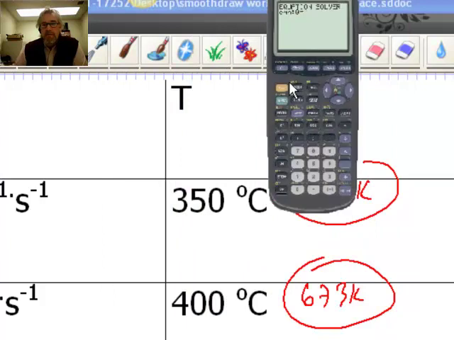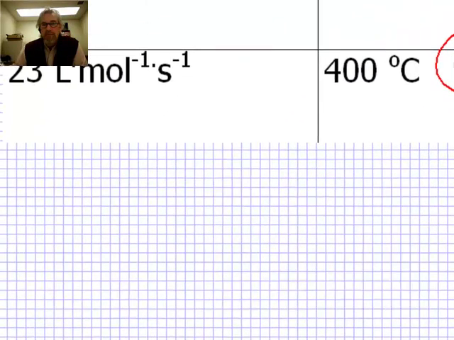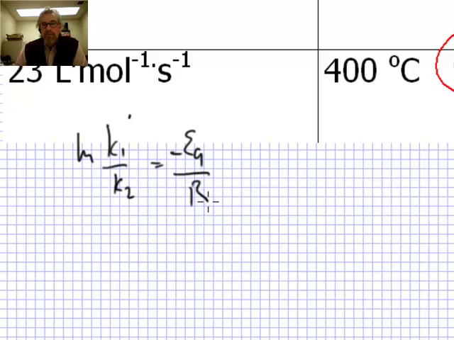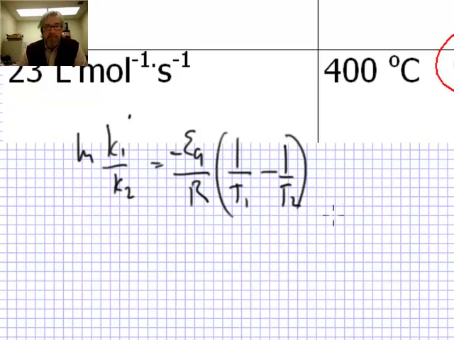Let me get the calculator out of the way for a sec. And now let's start out by writing down the Arrhenius equation. It's natural log of K1 over K2 equals minus Ea over R times, and I'm going to use the simple form, 1 over T1 minus 1 over T2, because I think that'll work best for the calculator.